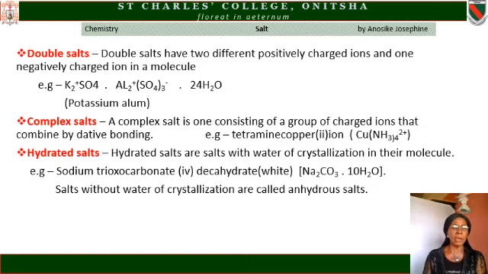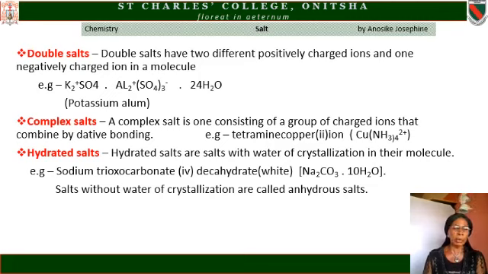The next one is the complex salt. Complex salt is one that consists of a group charge of ions, like NH3O4. Now, in this case, you can see that 4 groups of that particular ions combined with copper, forming tetraamine copper 2 ion. They do that by what we call dative bonding. So in complex salts, we have groups that will undergo dative bonding with the metal.